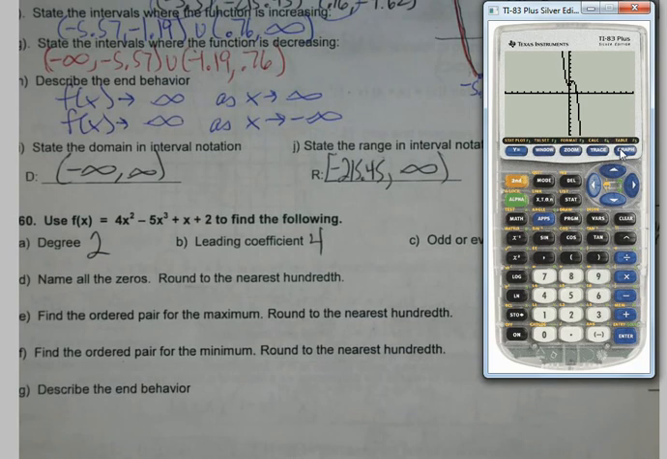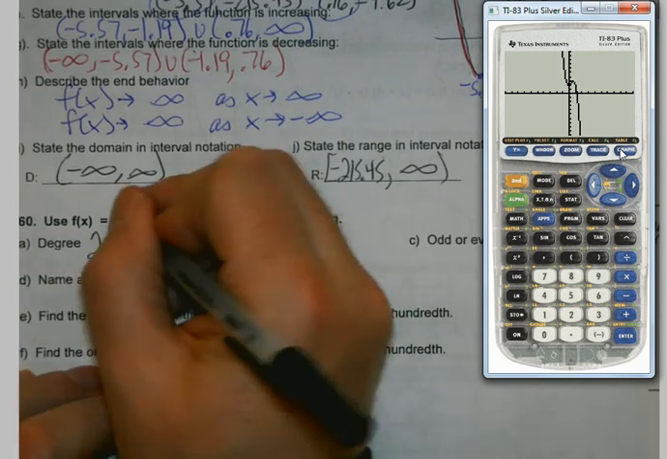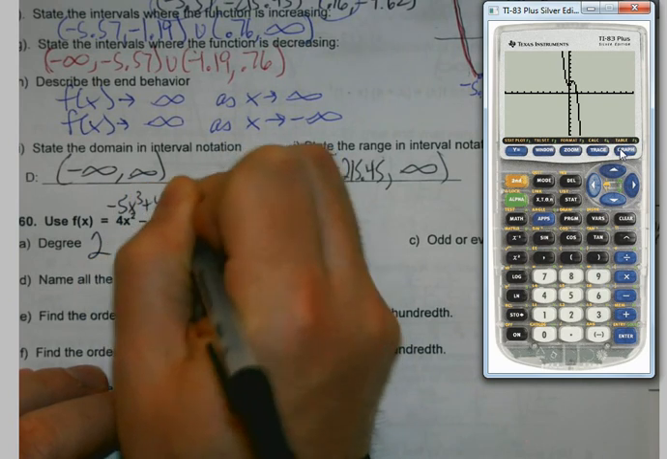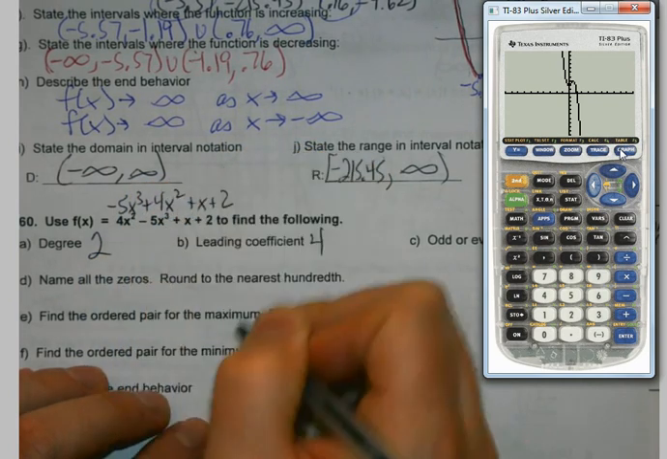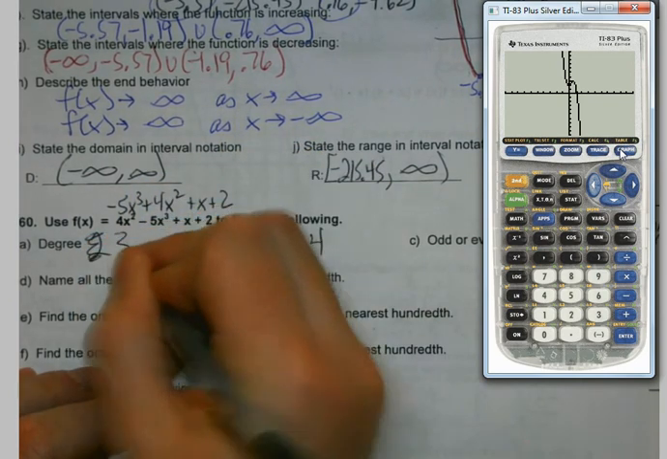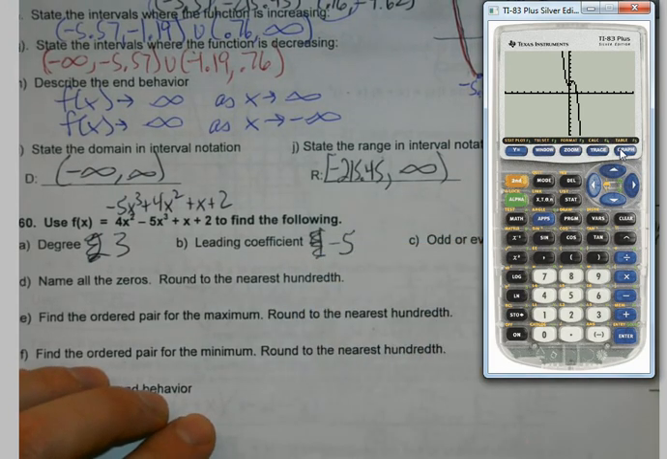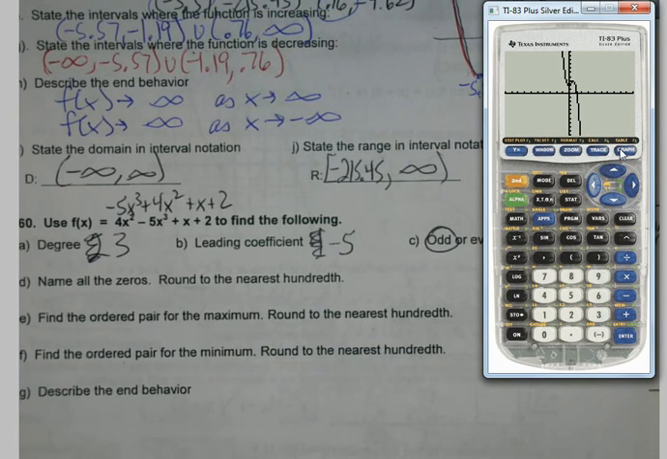Ooh. Now, Mr. Harty, what do I do here? Well, wait a minute. What have we already done that we already got a little careless with? Yeah, what's the largest exponent that you see? It may even pay to rewrite this. My degree is 3. My lead coefficient is negative 5. This is odd. Be careful.